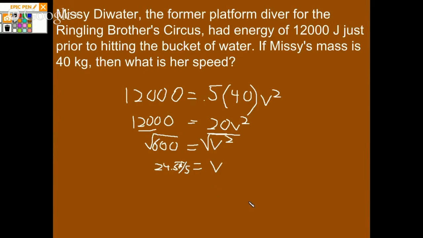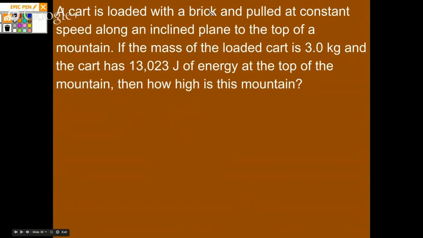Don't forget your units. So now we have a cart loaded with brick and pulled at a constant speed along an inclined plane to the top of a mountain. If the mass of the loaded cart is 3 kilograms and the cart has 13,023 joules of energy at the top of the mountain, how high is the mountain? Some of you may already be thinking, this cart is at the top of the mountain, and if you remember the last video, when something reaches the peak and it's not moving, we need to be using potential energy. So let's use our potential energy formula.